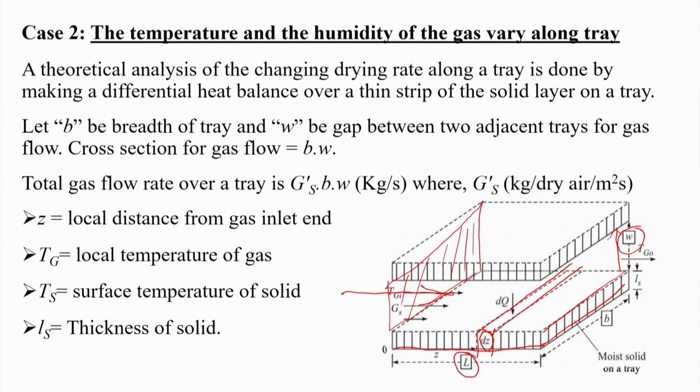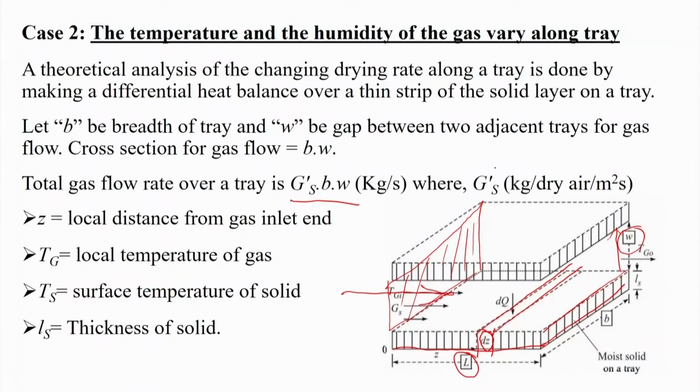Okay. And the total gas flow rate over a tray will be Gs' into B into W, where Gs' is in kg moisture per kg dry air. Z is the local distance in the L direction, and Tg is the local temperature of the gas at any place. At the entry it is Tgi, and at the exit, the outlet temperature, it is Tgo, and Ts is the surface temperature.